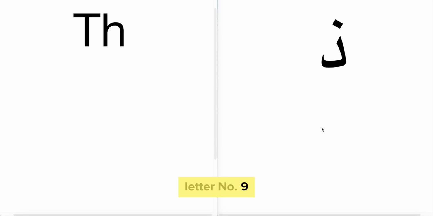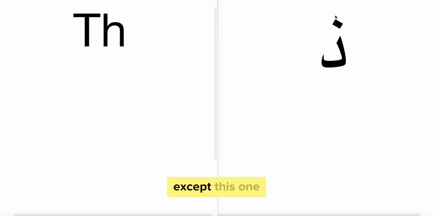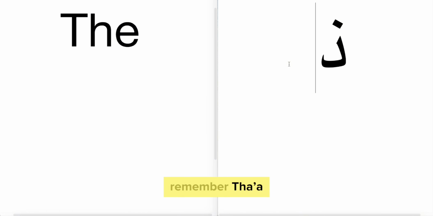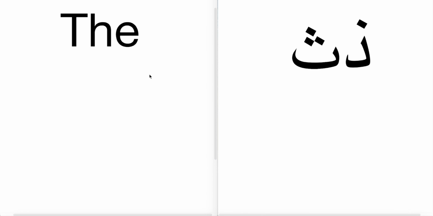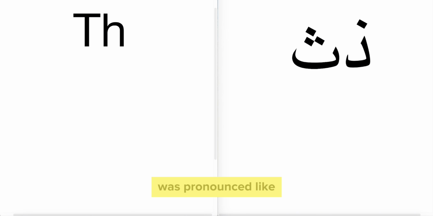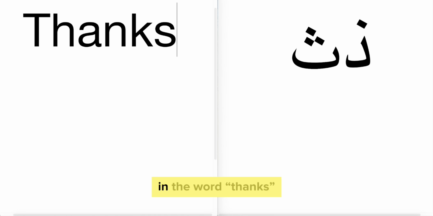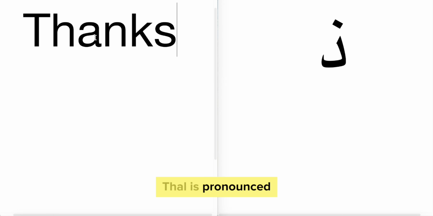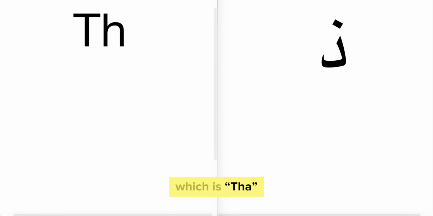Letter number 9. The other beak that I mentioned in the dal video, except this one has a dot above. Thal. Pronounced like the T and H in the word the. Remember, tha was pronounced like the T and H in the word thanks. Okay? Thal is pronounced the other way that the T and H are pronounced, which is the.